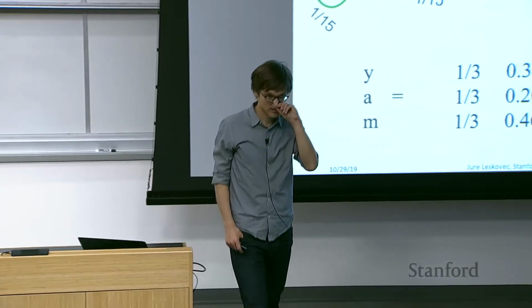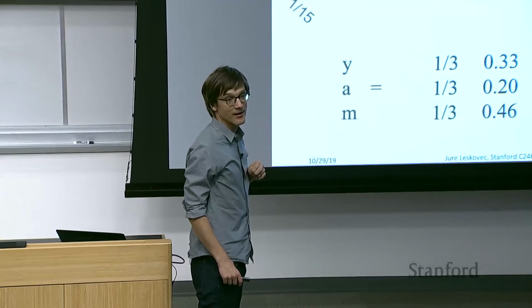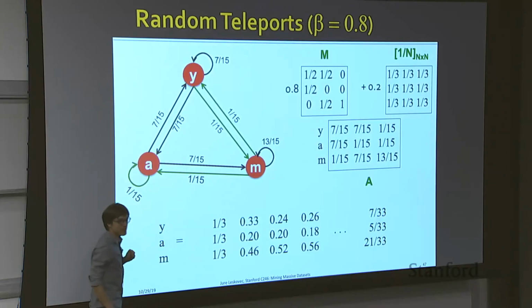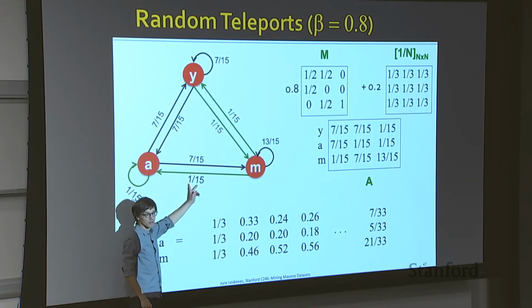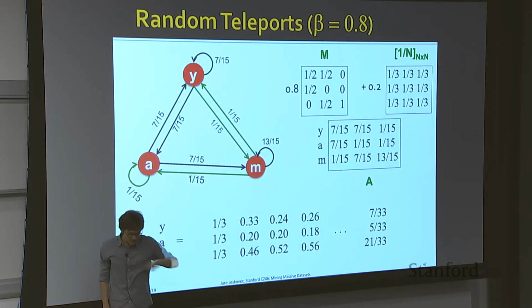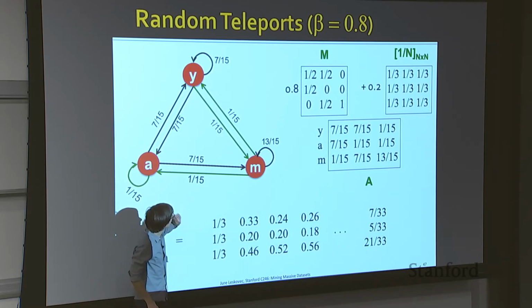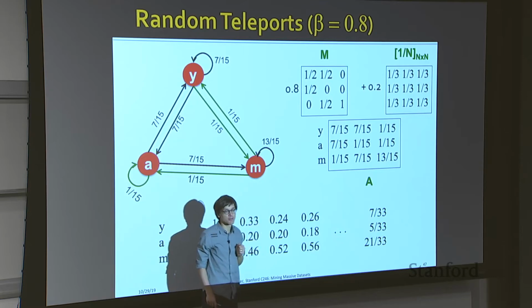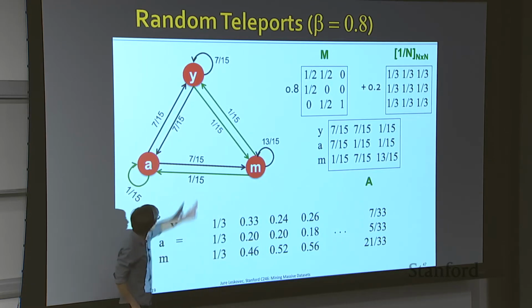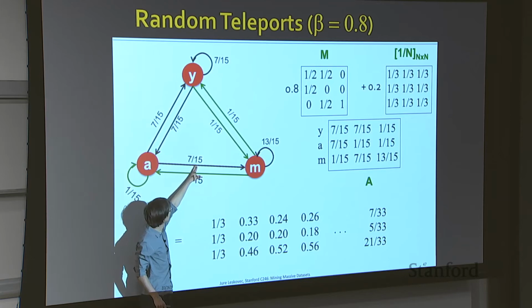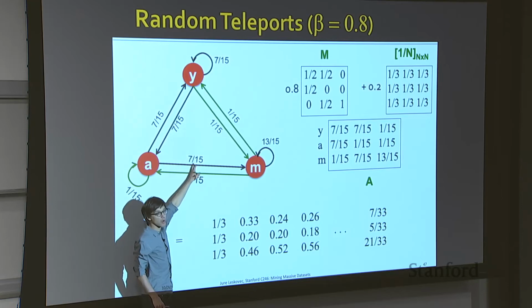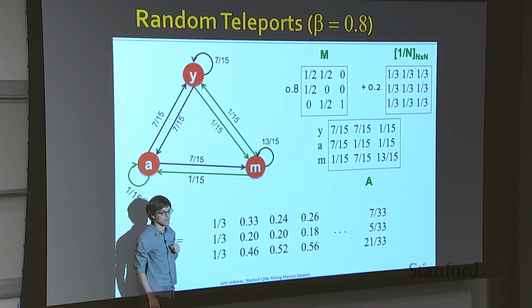Yes? So green denotes the links created by random teleports? Exactly. What I did is I added these links to denote random teleports. And I randomly teleport with 1/15, which means I can jump to any of the 3 nodes, and I will teleport 20% of the time. So it's 1/5 times 1/3, so it's 1/15. While here, why is it 7/15? This is 1/2 plus 1/15 or whatever.